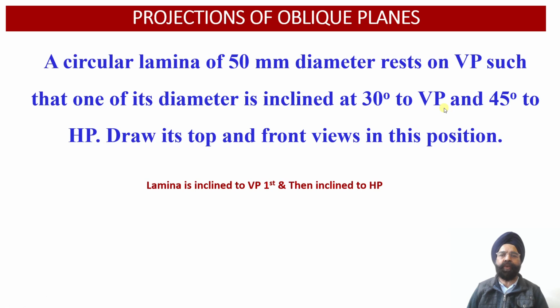So in the initial orthographic projections, the true shape of the lamina will be obtained on the vertical plane in the front view projections above the XY reference line. Whereas the top view projections of this lamina, because it is contained by the vertical plane, will be obtained as edge view projections lying on the XY reference line. Right? So thereafter we are going to incline the surface of this particular circular lamina at an angle of 30 degree with respect to the vertical plane.